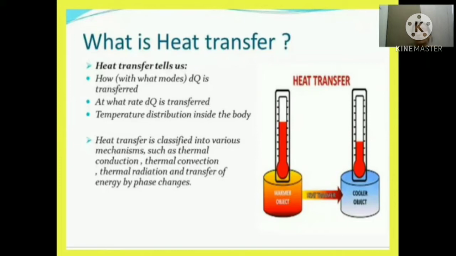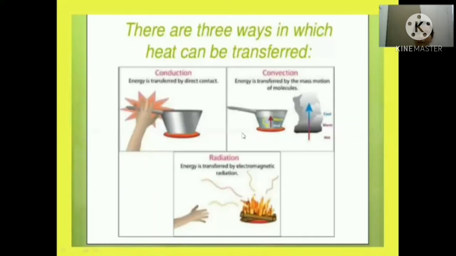So what are the modes of heat transfer? The three modes of heat transfer are known as conduction, convection, and radiation. Clear? So, three ways in which heat can be transferred. Heat energy is transferred by direct contact. So what happens in that case? The heat is transferred by direct contact, as this pan is hot. Okay, so if you touch this hot pan, you also feel hot.